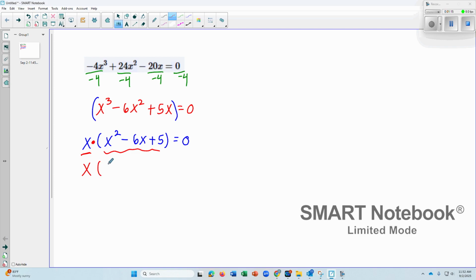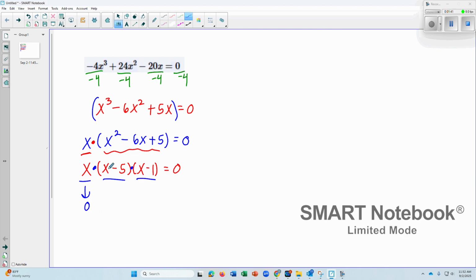And then this factors into x minus 5 and x minus 1. Okay. And clean that up a little bit right there. It's 1. There we go. So we've broken this into 3 factors. And so if any one of them is 0, the whole thing would equal 0. So that's where I get that one solution of 0 right there.